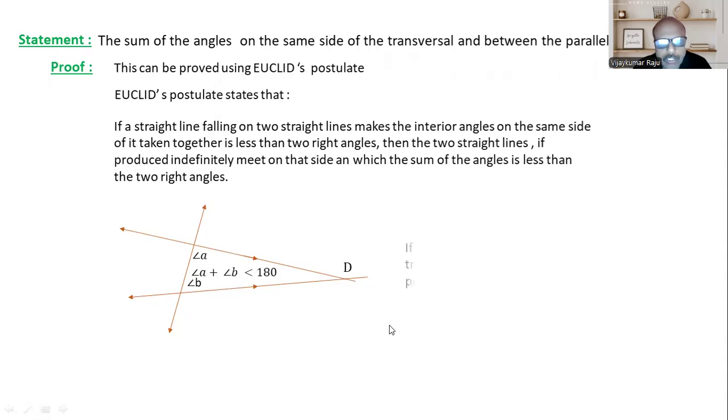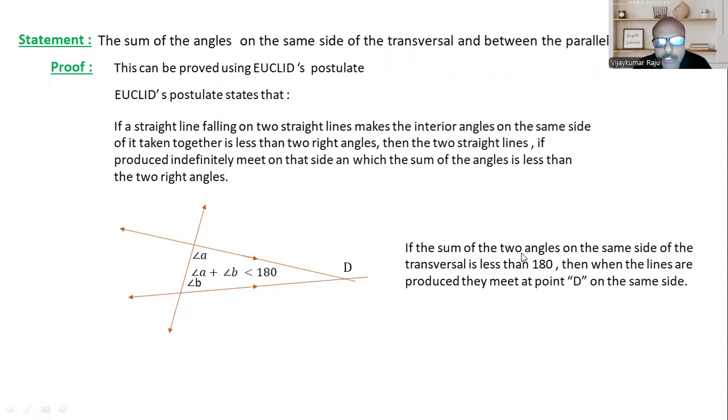So what can you say from this? If the sum of the two angles on the same side of the transversal is less than 180 degrees, then when the lines are produced, they meet at point D on the same side. So that means if the sum of these two angles is less than 180, and if you produce these lines, they meet at a point D on the side on which these two angles are. What if, let us see, what if they are greater than 180?